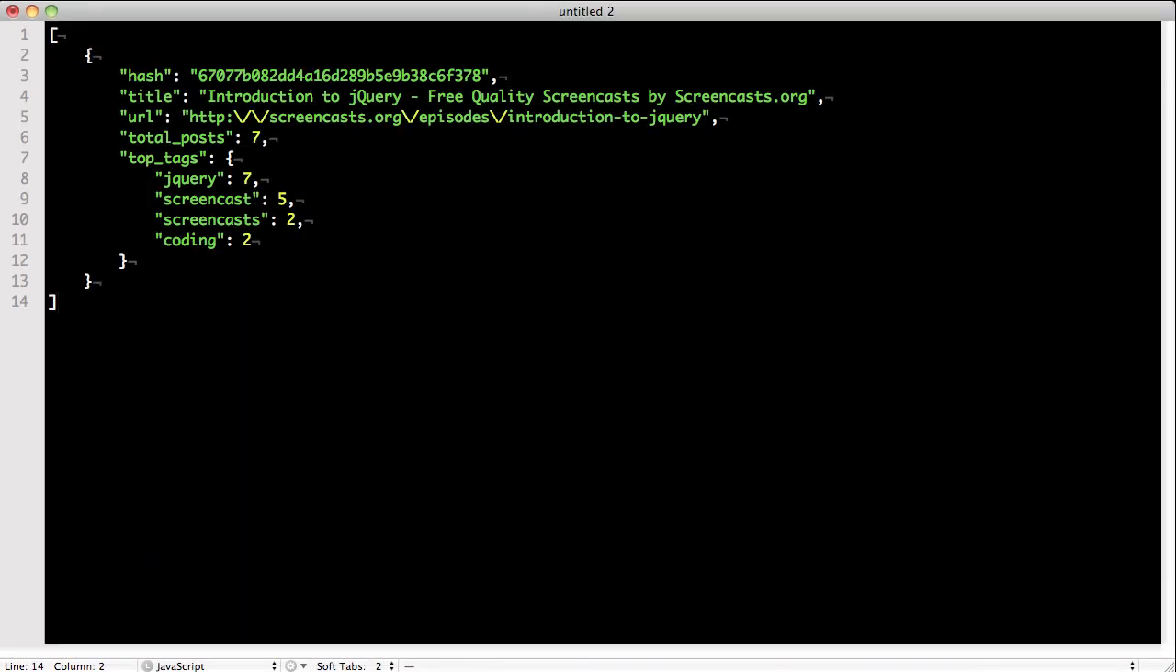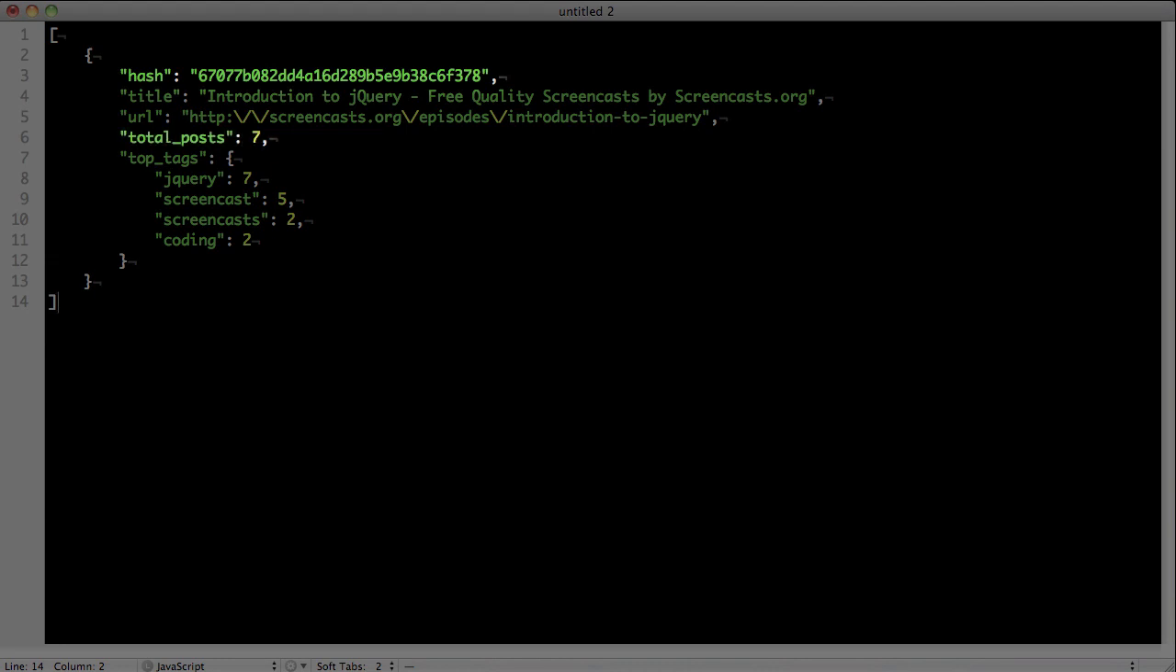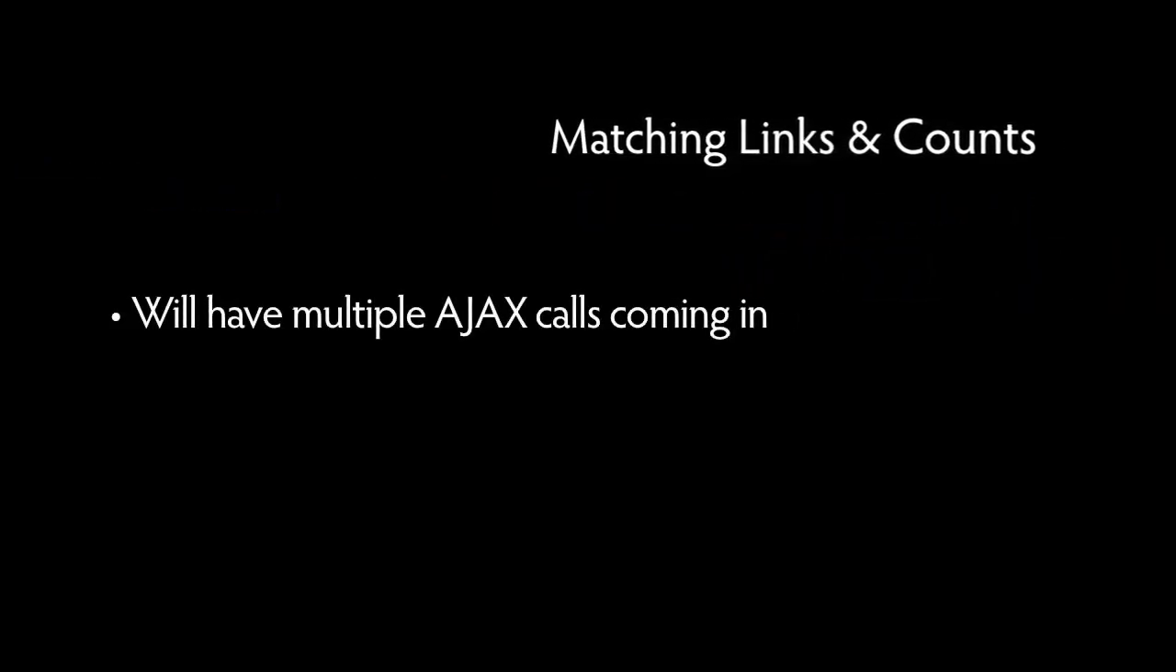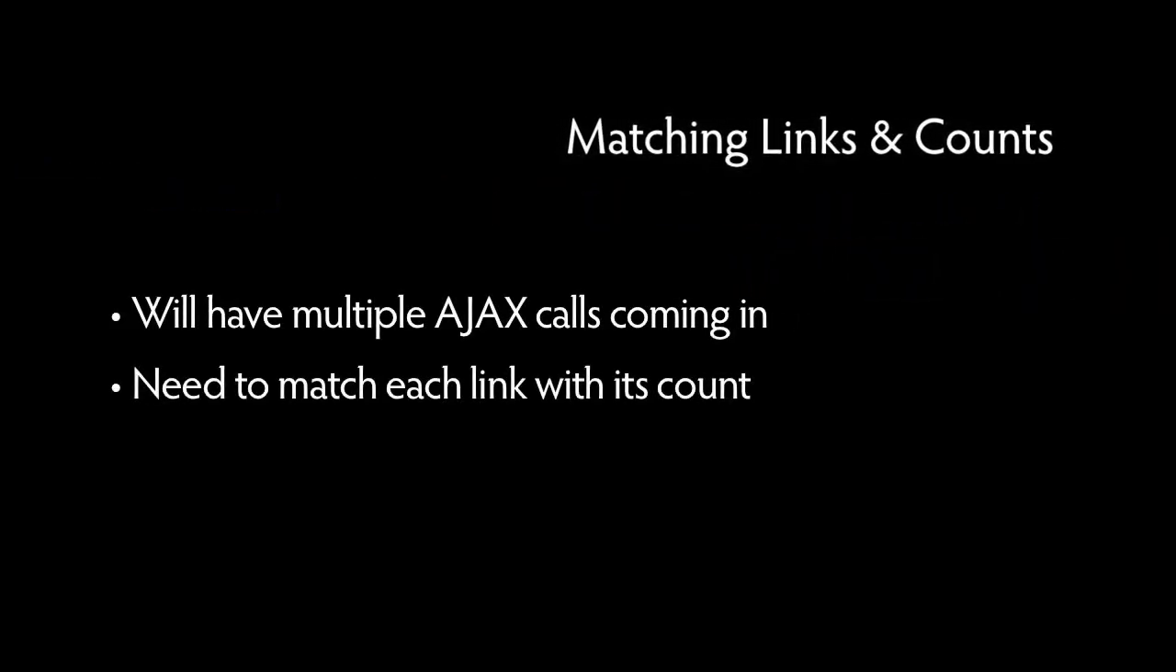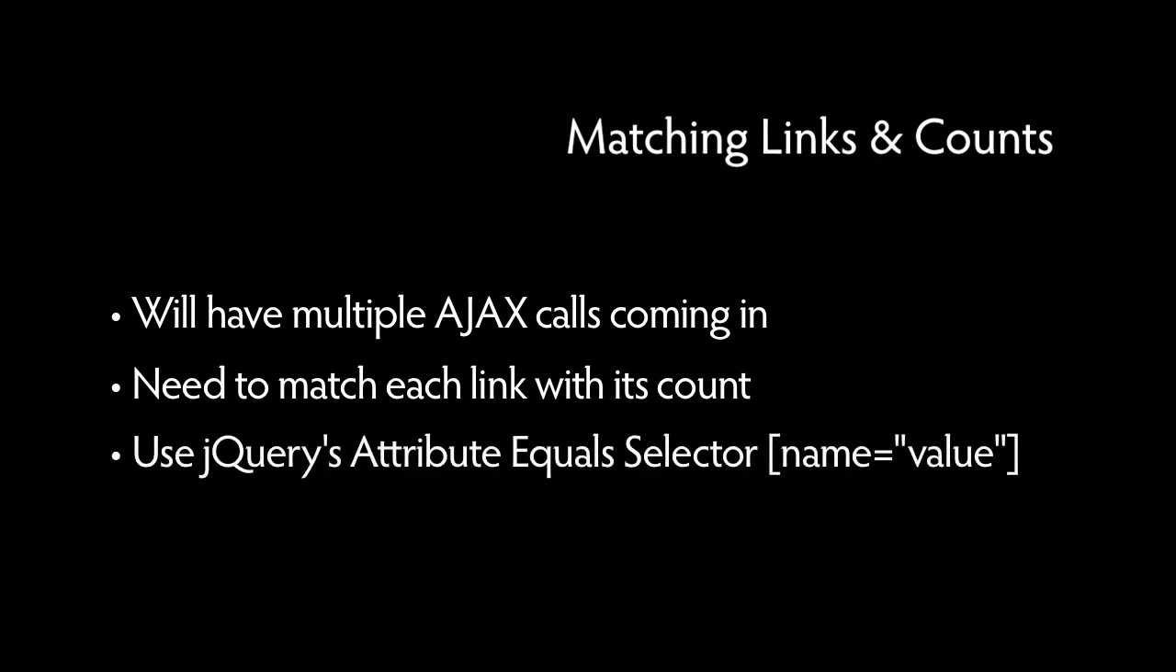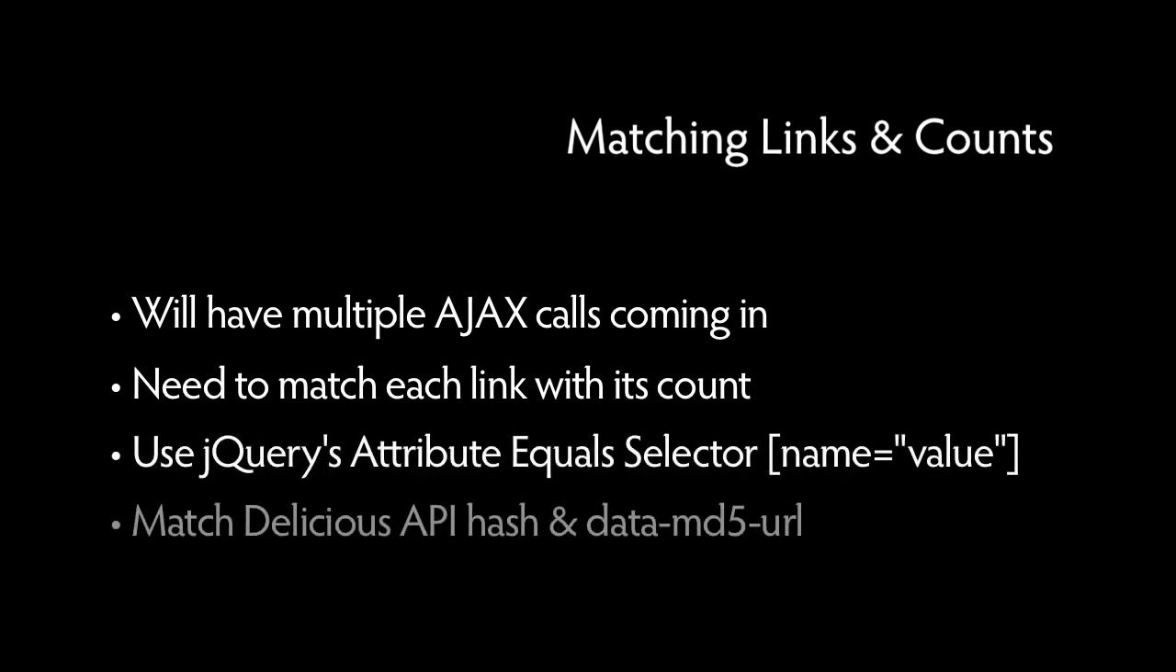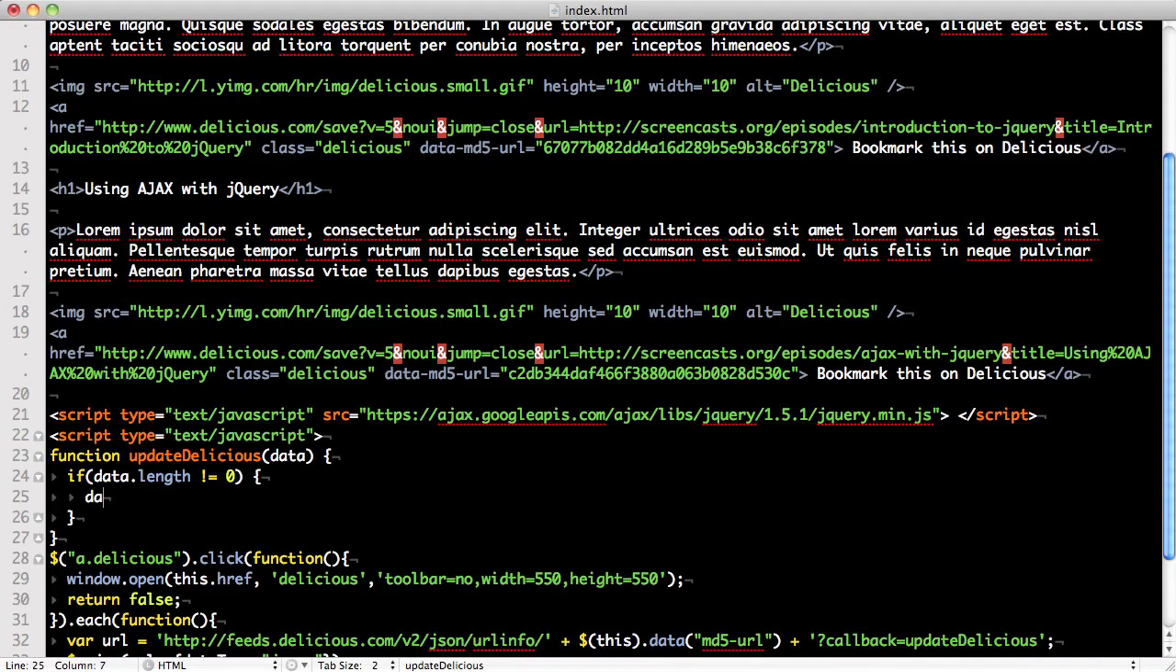In the JSON we get back, you'll notice that we have the MD5 hash along with total posts. So we're going to have multiple AJAX requests coming in, and we need to know how to match each link with its count. To do this, we can use jQuery's attribute equals selector to match the hash returned from the Delicious API to the data-md5-url. So we need to use the hash data[0].hash and then try and find it in the anchor with the data-md5-url of that MD5 hash. Then we append the data[0].totalPosts to the link.